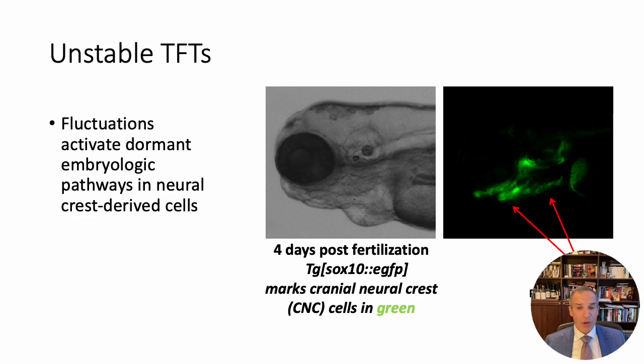Fluctuations in an adult human of thyroid hormone can trigger these neural crest derived cells to behave in a way that is more embryological, with proliferation and transdifferentiation and migration in the orbit, releasing cytokines that are shared with the immune system. It is critically important to stabilize thyroid functions in patients who manifest any level of thyroid eye disease.